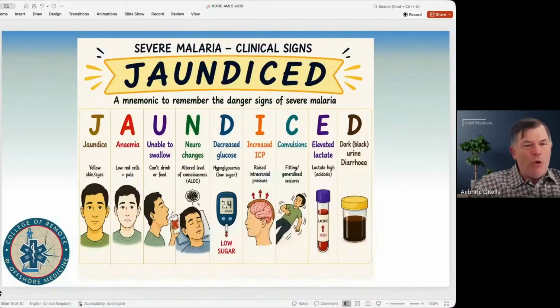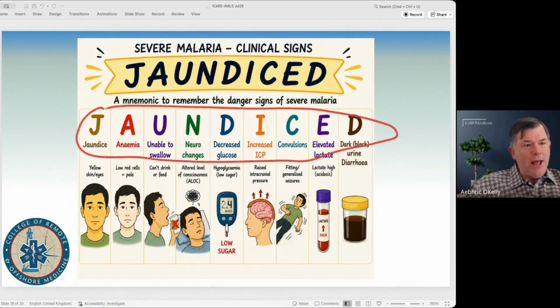So, what to look for in malaria? And this is something I came up with recently. It's just a mnemonic because I'm a knuckle dragger and I'm not that smart. I like to have things to help me remember. So I use JAUNDICED as a way to remember how to deal with malaria.